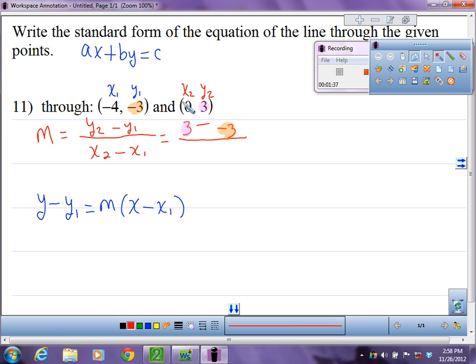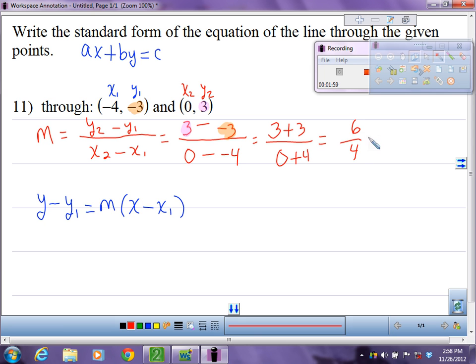Okay? x2 is 0 minus x1 is negative 4. Again, the negative 4 is the x1. The 0 is the x2. And the minus is part of the formula. So this becomes 3 plus 3, because if you have double negatives, make sure that you make them positive. So that gives me 6 over 4. If I reduce that, I can actually reduce that by 2. See that? Then I get 3 halves. And that would be the slope that I use.